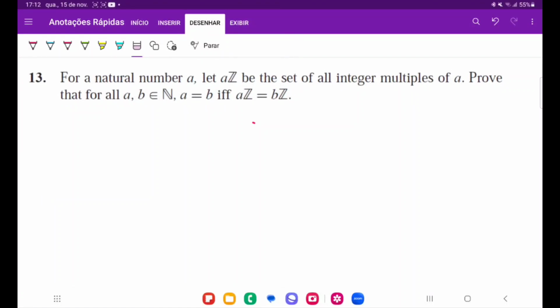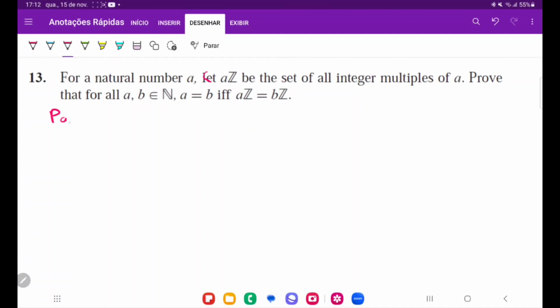Okay, so for number 13, we want to show that A is equal to B if and only if AZ is equal to BZ, where AZ is the set of all integer multiples of A and BZ is the set of all integer multiples of B. And because this is an if and only if, a biconditional, we want to show that this implies that and that implies this. So this is going to be a two-part proof.